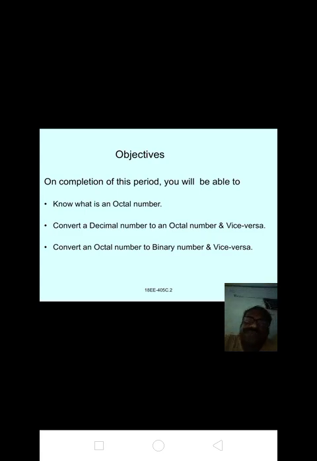Today's class is on the octal number system. We will know what is an octal number, convert a decimal number into an octal number and vice versa, convert an octal number to binary number and vice versa.